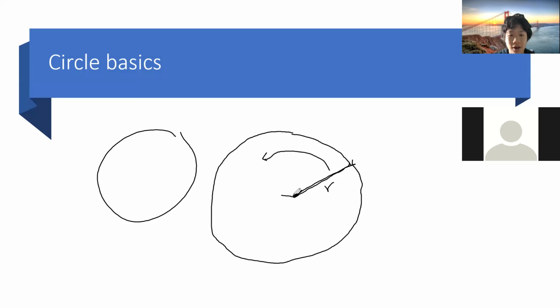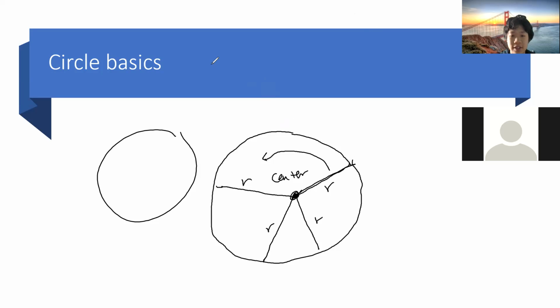This means that all the points on the circle are a distance R away from this point right here. And this is what we call the center of the circle. And the center is a distance R away from all the points on the circle, because that's what a circle is. Because a circle is basically this R revolved around one of its endpoints. Okay? So this is what a circle is.